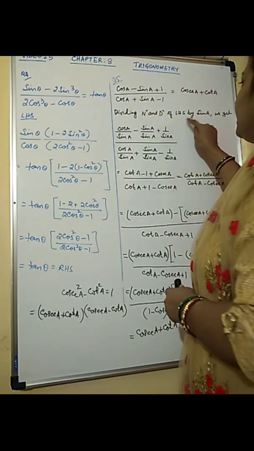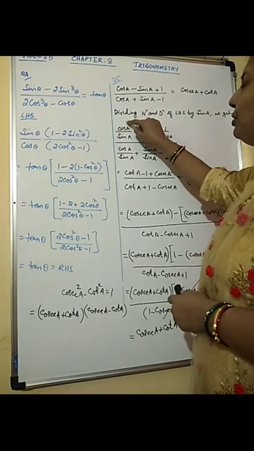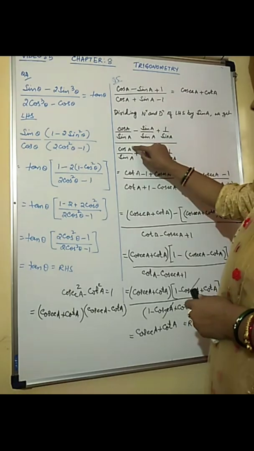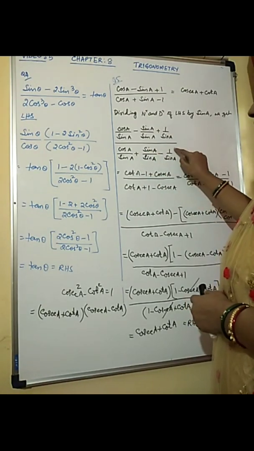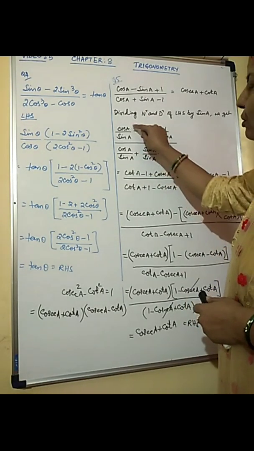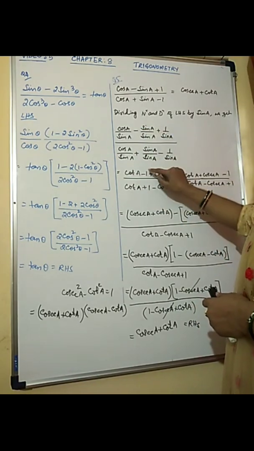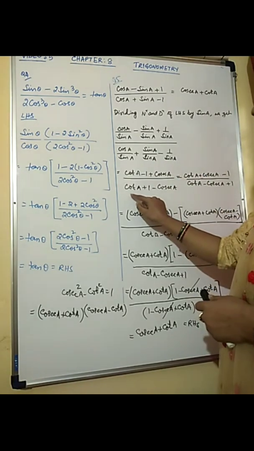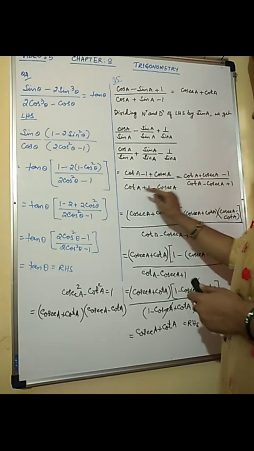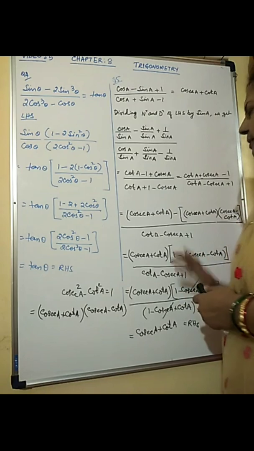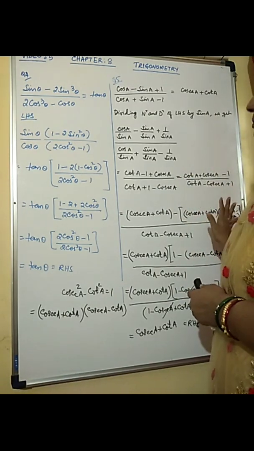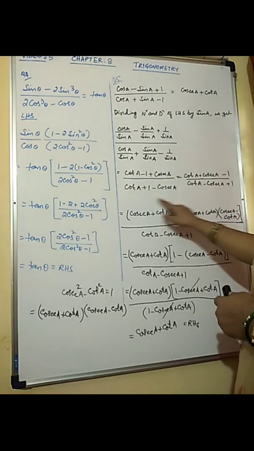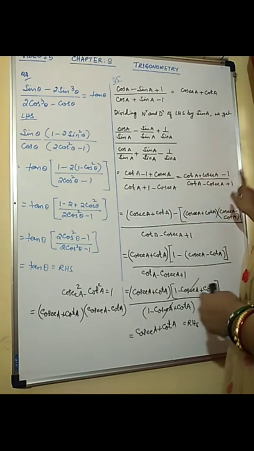So dividing numerator and denominator of LHS by sin A, what do you get? Cos by sin minus sin by sin plus 1 by sin, cos by sin plus sin by sin minus 1 by sin. So cos by sin is cot, sin by sin is 1, 1 by sin is cosec. These are your terms obtained. Cot A minus 1 plus cosec A, cot A plus 1 minus cosec A. This I have just rearranged the terms. Cot A plus cosec A minus 1. Here cot A minus cosec A plus 1.